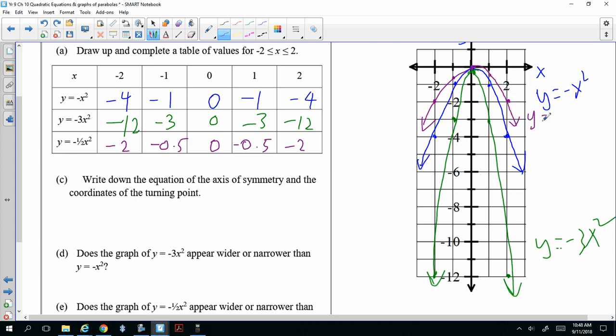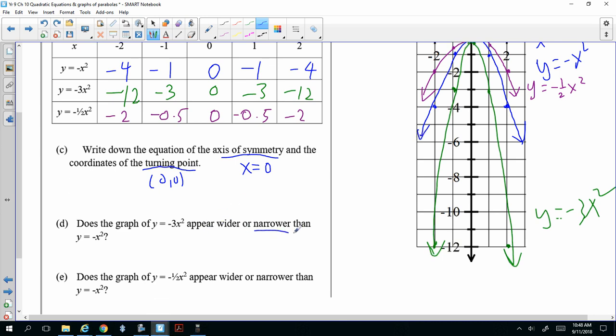Does that make sense? The same idea goes: the bigger the number, the more negative it is, the more narrow it becomes. The smaller it is, the wider it becomes. The negative just makes the graph go upside down. And we call these concave down parabolas. So you may just fill in this detail. The turning point is 0, 0, and the axis of symmetry is x equal to 0. They have the same axis of symmetry and turning point, and this one will be more narrow, and the other one will be wider.